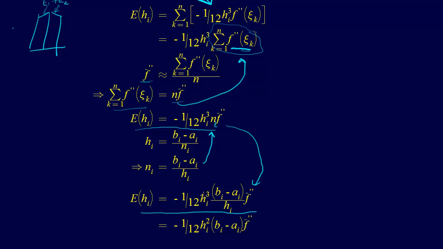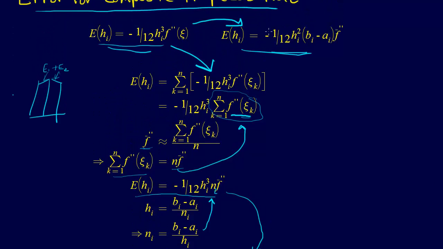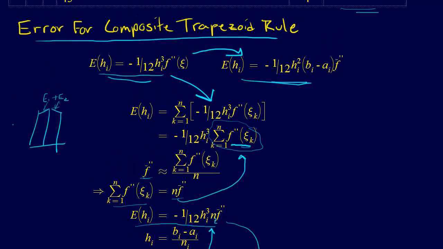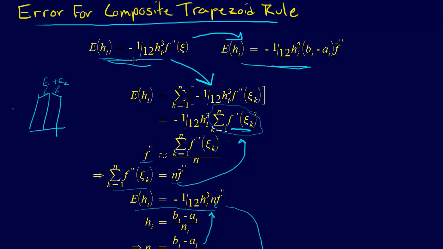And so that's it. If you see here, h_i cancels with one of those, so that becomes h_i squared. So we have minus 1/12 h_i squared times (b_i minus a_i) times f bar double prime. And so we've done it. We've gone from what we started with, the error for just one instance, E_Hi equal to minus 1/12 h cubed f double prime c, and we've then come up with the error that we used in the other formula.